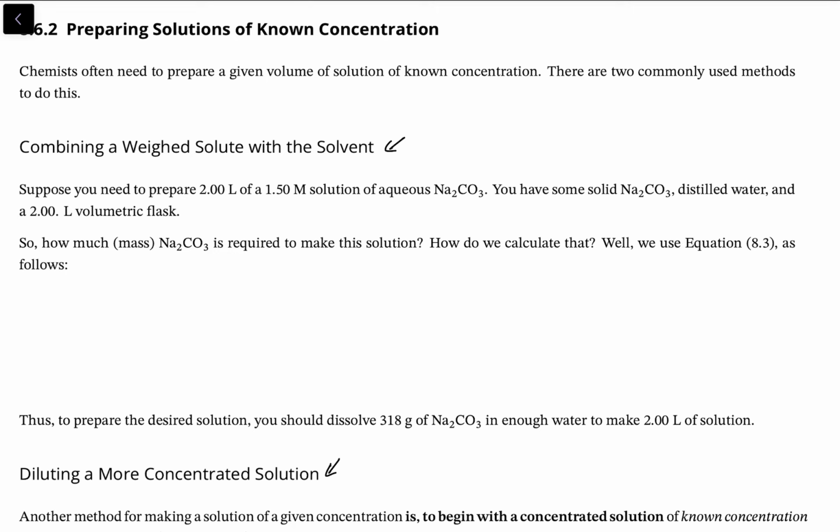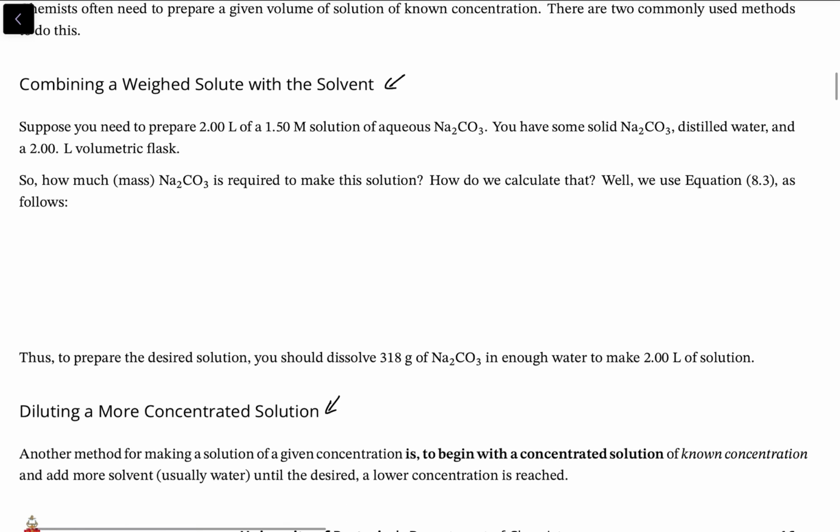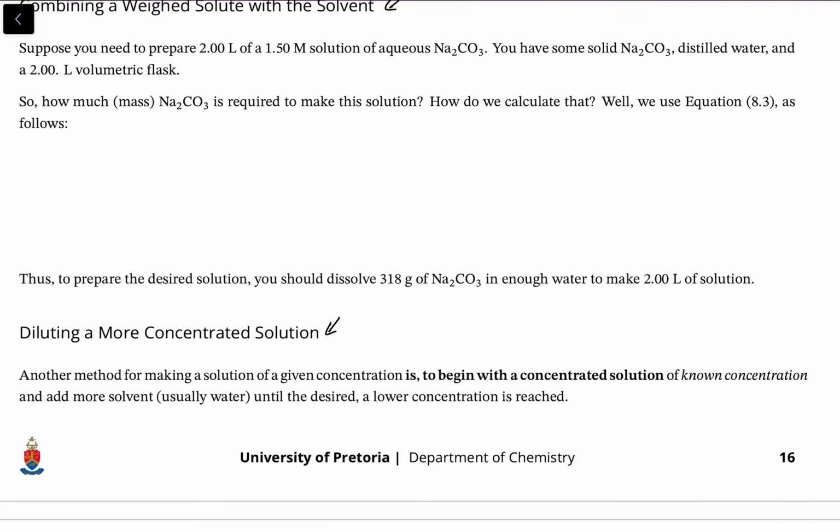The first one says combine mass. So you put a mass with a solvent, kind of dissolve something in a liquid. You take a known number of moles and dissolve it in a liquid, and then you know what the concentration is. And the second one is you take an already known solution and you dilute it.